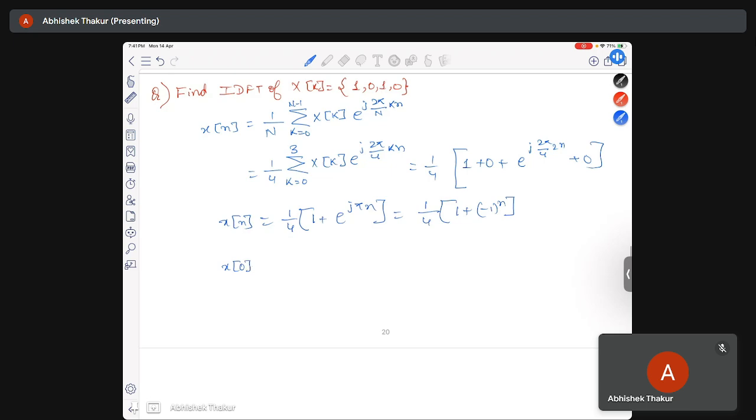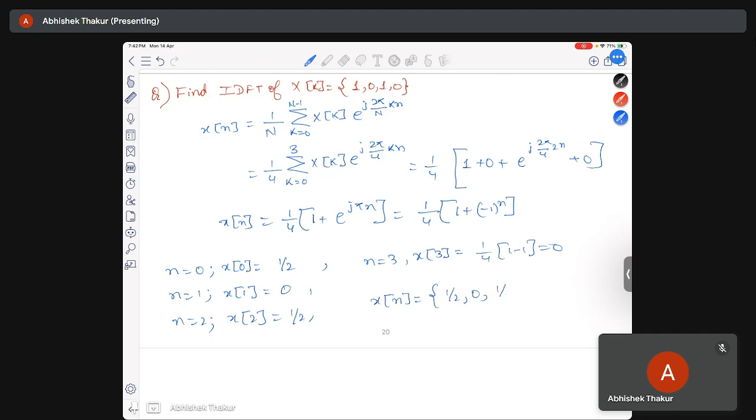So now x of 0, if you substitute n is equal to 0, it will become 2 by 4. So it will be half. For n is equal to 1, x of 1, it will become 0. For n is equal to 2, x of 2, it will become again 2 by 4, half. For n is equal to 3, x of 3, it will become again 1 by 4, 1 minus 1, so it will become 0. So what is the sequence x of n? Half, 0, half, and 0.